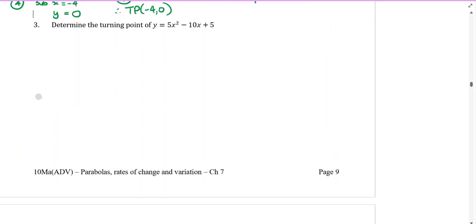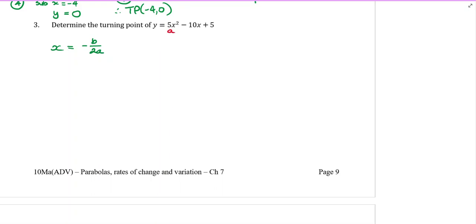Question 3, determine the turning point of that equation. Now, we're not asked to draw the sketch, which means we don't need the x and y intercepts. We don't need to do all of the steps. We just want the turning point, which means I could go straight to what would have been step 3, where we use our formula, x equals minus b over 2a, to find that axis of symmetry.